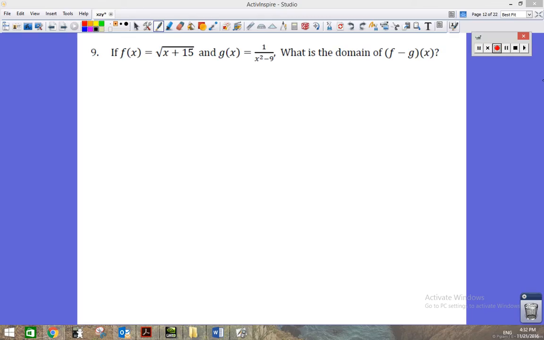What's kind of interesting, I think, is that we can talk about the domain of this new function without ever getting an equation for it, without ever getting a formula, because we can use how it was built to describe what the domain of the final result will be when you subtract g away from f.